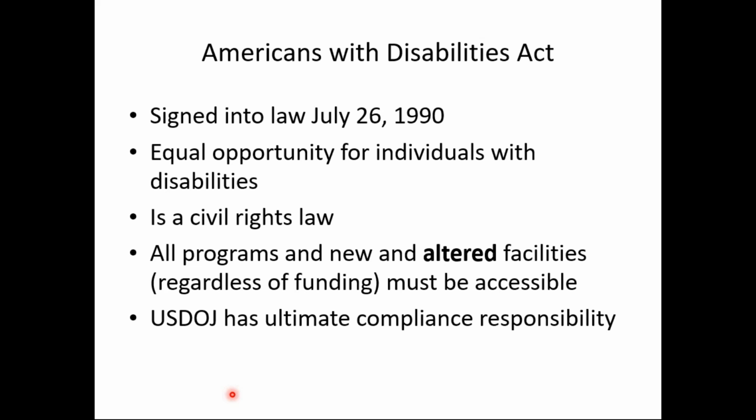We can't discriminate against them in terms of access to programs, services, and facilities. And notice the key element there, the next to last bullet, all programs. When they say programs in ADA, that includes the built infrastructure, sidewalks and crosswalks and signals and so forth. All programs and new and altered facilities, regardless of the funding source, have to be accessible.